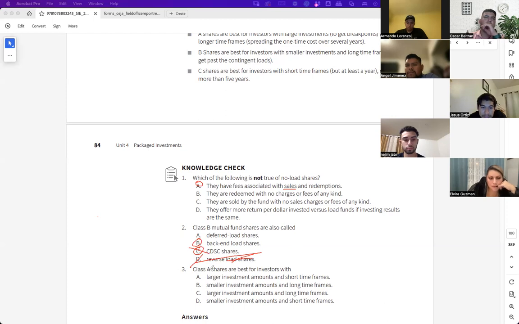All right, and then 3, Class A shares are best for investors with large investment amounts. And nope, that's wrong, right? Smaller investments, long time. This part here is right, but this part here is wrong. Okay, and then right here, C looks like it's right. Long time horizon, large investments, smaller investment amounts in short time frames. That's wrong. So it should be C. All right, cool. And let's close out.